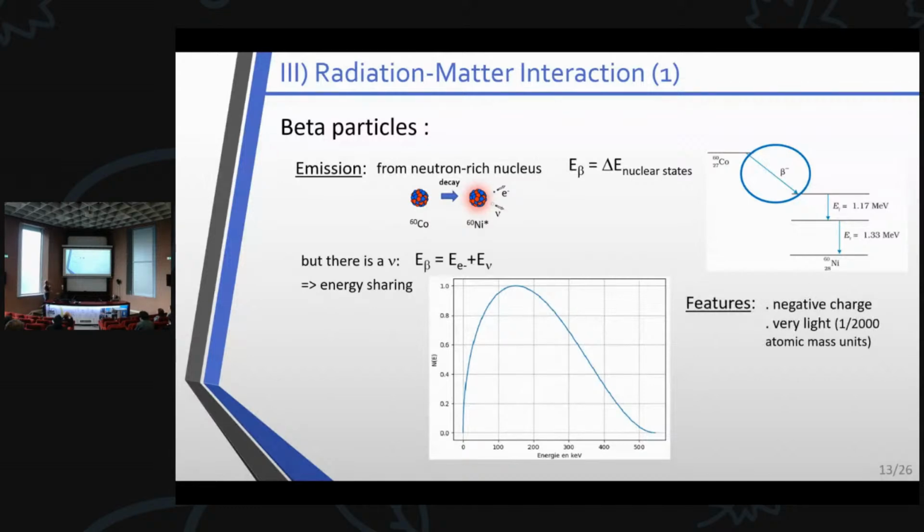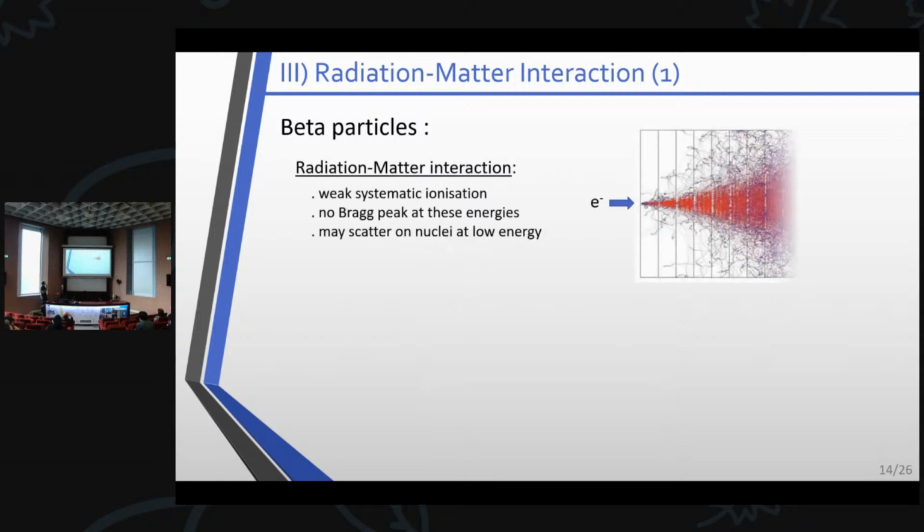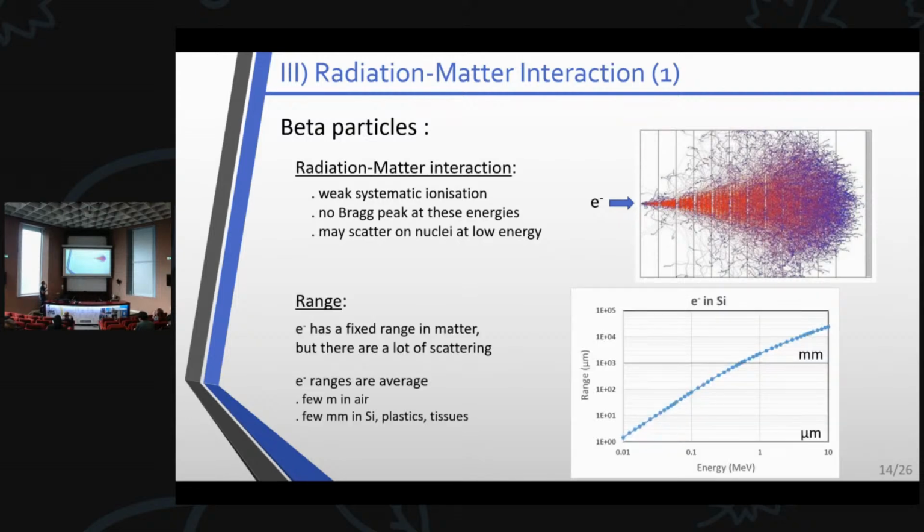The feature of this beta particle is that it has a negative charge, it's an electron, it's very light, 3 orders of magnitude below the neutron or proton. The ionization will be systematic but quite weak. There won't be really a bright peak, just a rise in ionization at the end of the path, and it also makes nuclear interactions at low energy. And you can see that it does not look like what we had with the alpha particle. It's spread everywhere. Okay, the range.